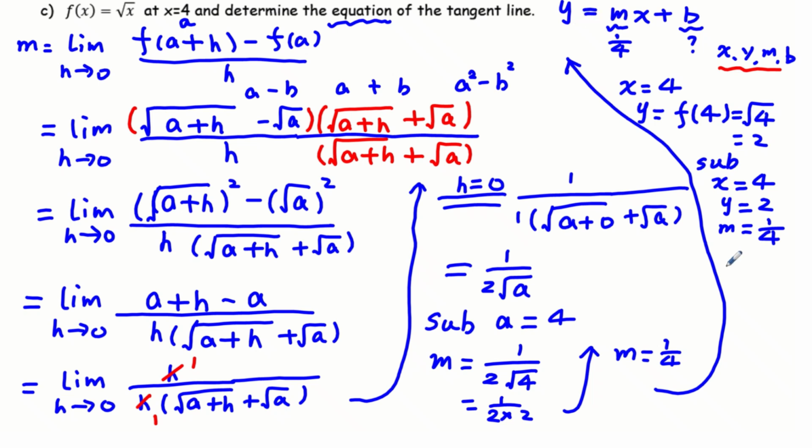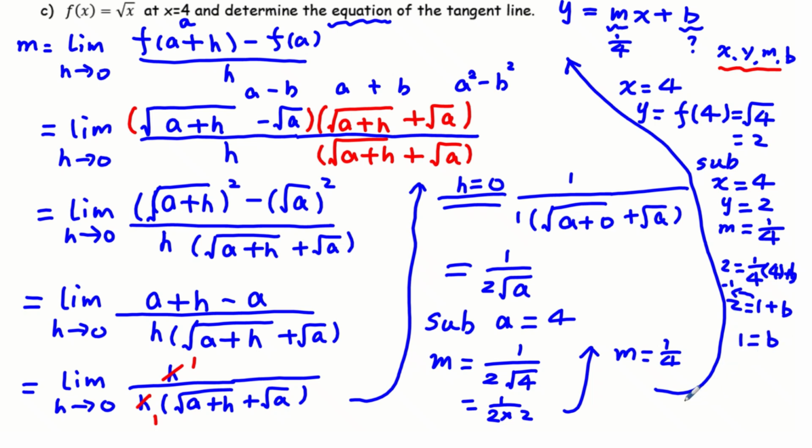So y is 2, and m is 1 over 4, x is 4, then plus b. So 2 equals 1/4 times 4, which gives you 1, plus b. Then we move the 1 to the other side. We want to isolate b. Do the opposite operation, minus 1 from both sides. 1 minus 1 is 0. We have b by itself. So b is 1. Now we have the m, we have the b.